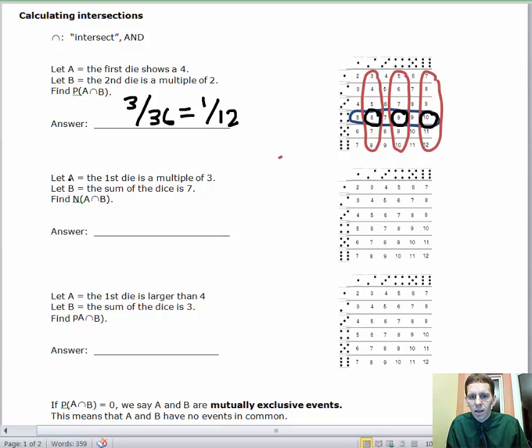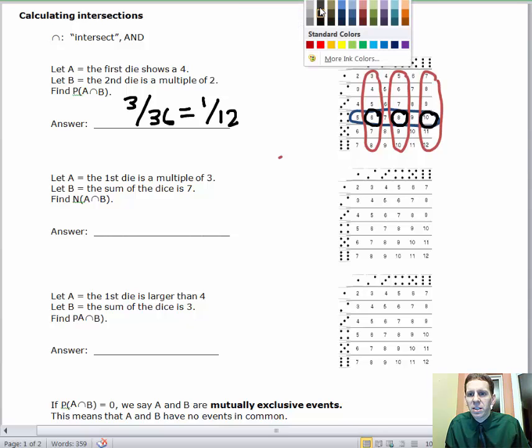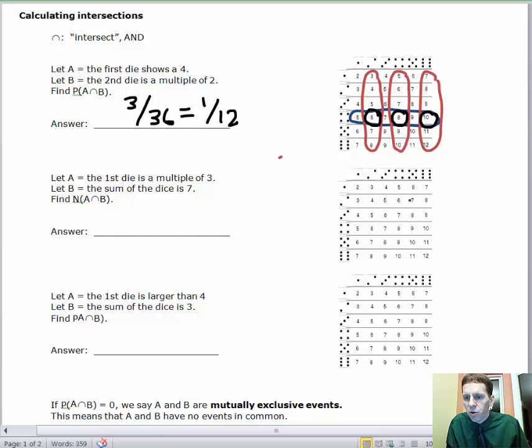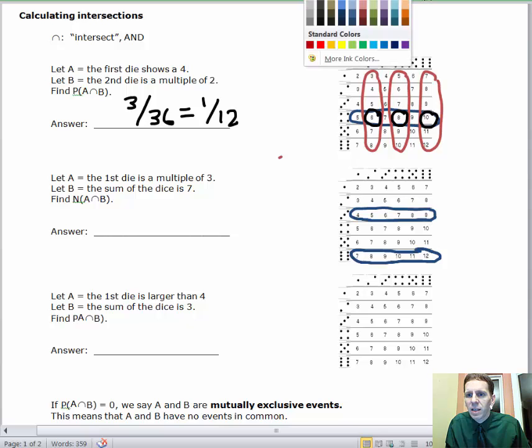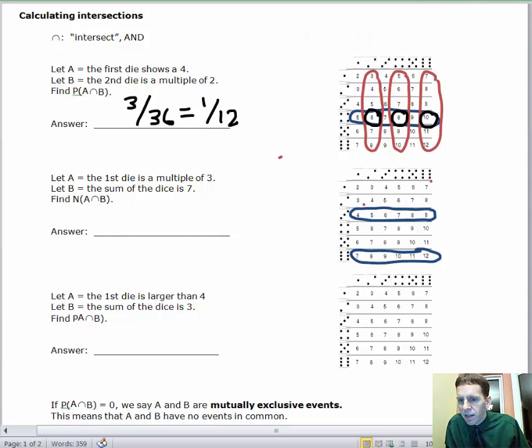Okay, so let's go back to event A here. A in the second case is the first die is a multiple of 3. I'm going to circle our 3 and 6 die values that go across this row in blue. For event B, it's the event that the sum of the dice is 7. Now the sum goes along the diagonal again. That would be these values that go along here.